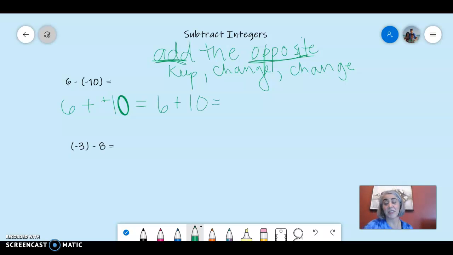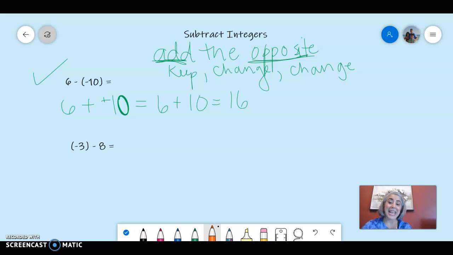All of a sudden 6 plus 10 is a really easy problem, and it's just 16. This is taking 6 positive soldiers and adding to them another 10 positive soldiers. And so I end up with 16 positive soldiers together ready to go to war. So, check. Let's look at the next problem.